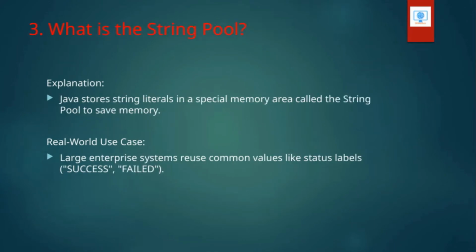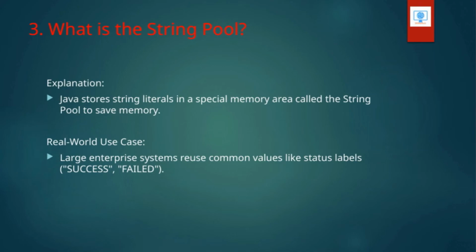All right, let's talk about what the string pool is. In Java, when we create string literals, they don't just sit somewhere randomly in memory. Instead, Java stores these string literals in a special area called the string pool. This is a dedicated memory space designed to save memory by reusing common string values instead of creating a new object each time.